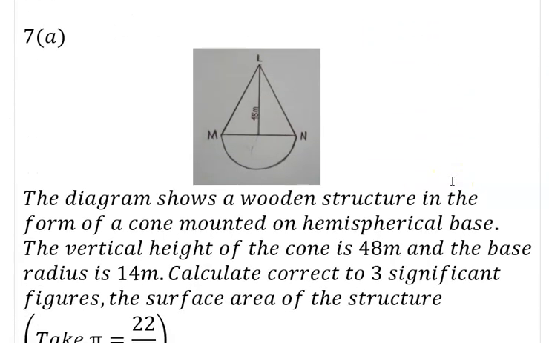Awesome. Let's dive straight into question number 7. The diagram shows a wooden structure in the form of a cone mounted on a hemispherical base. The vertical height of the cone is 48 meters and the base radius is 14 meters. Calculate, correct to 3 significant figures, the surface area of the structure. Look at this. You have two structures here. We've been given this and this.